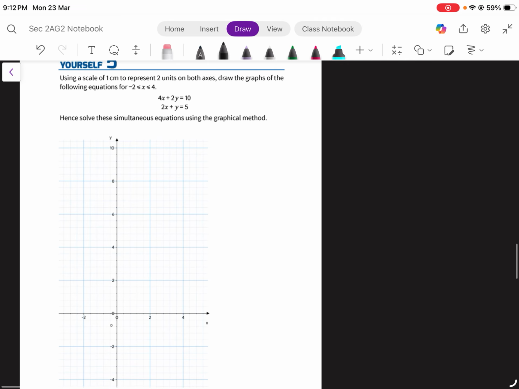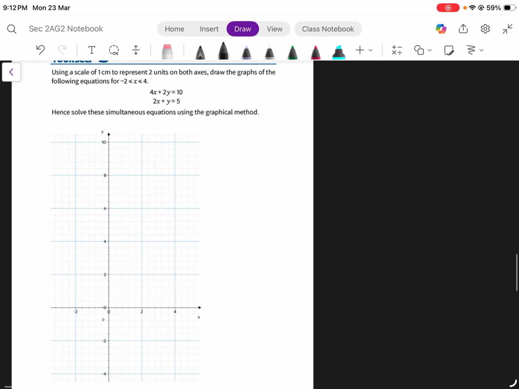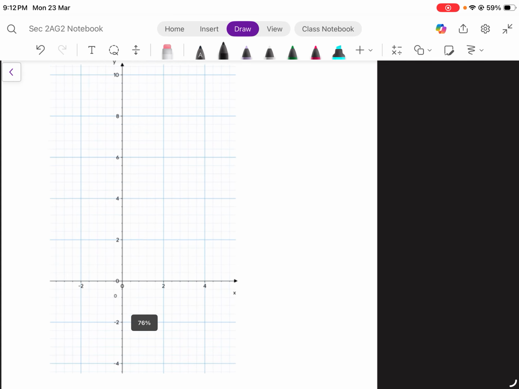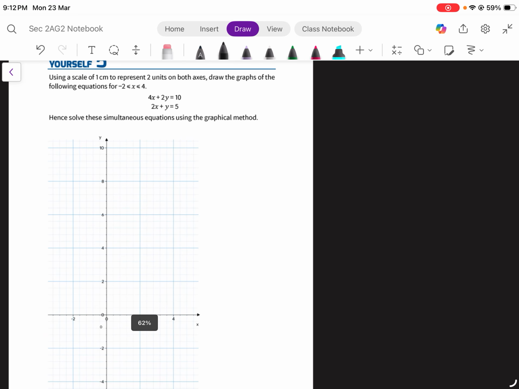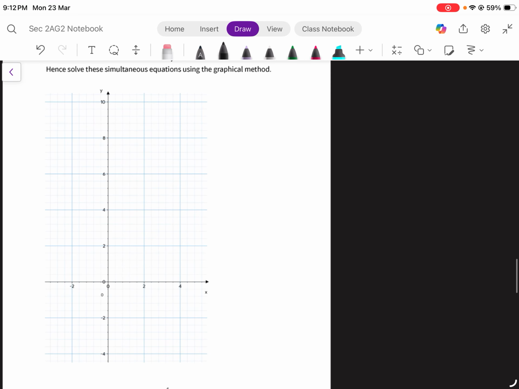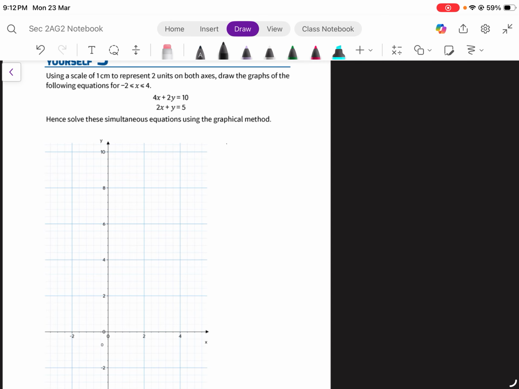Yes, we are going to do this one also. All right, same thing, using the graphical method. So the range is from -2 to 4. Let's try with x and y, -2 and 2.